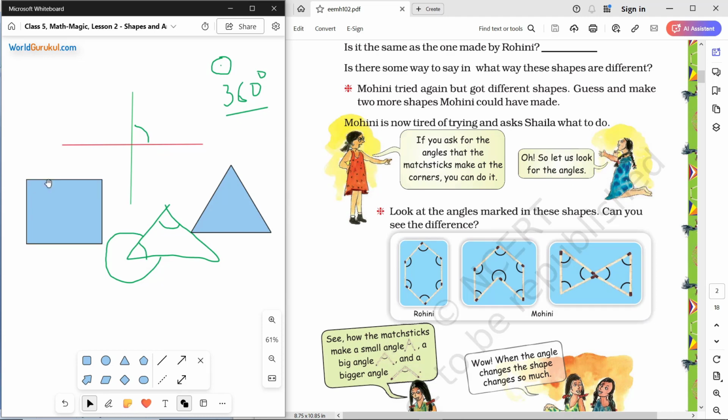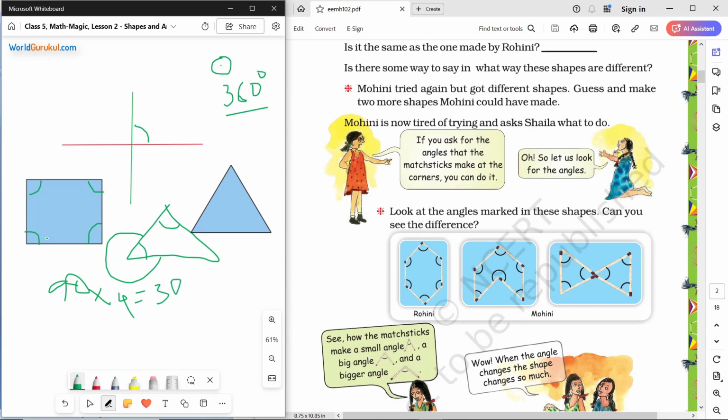This is a horizontal line and this is a vertical line. These two are intersecting, and this forms an angle that is called a right angle. Right means it's 90 degrees. This is 90 degrees, and this is also 90 degrees. 90, 90, 90. Four 90s are how much? Can you tell? It is 360.